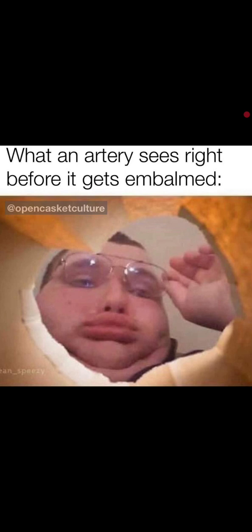Ecchymosis is extravasation of blood into a tissue, a bruise. Ecchymosis is just a bruise. Extravasation of blood into the tissue. Electrocardiogram, ECG or EKG, is a record of the electrical activity of the heart. Edema is abnormal accumulation of fluids in tissue or body cavities.